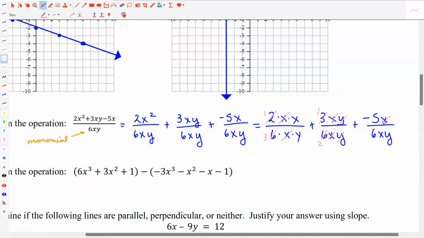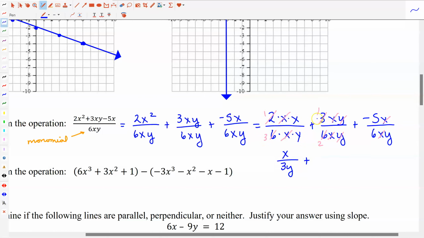On the last term, I'll have these x's cancel. So when I'm all done with my canceling, what I have left is, on the first fraction, 1 times x, which I can just write as x. And then in the denominator, I'll have 3 times y, which I can write as 3y.